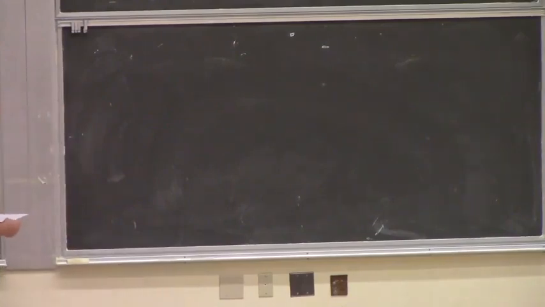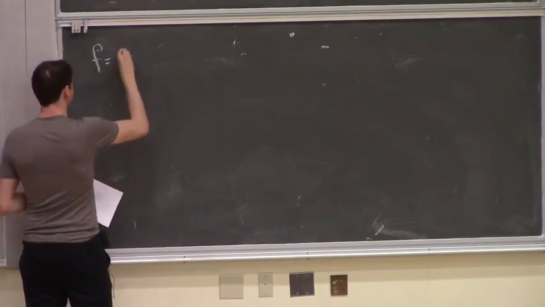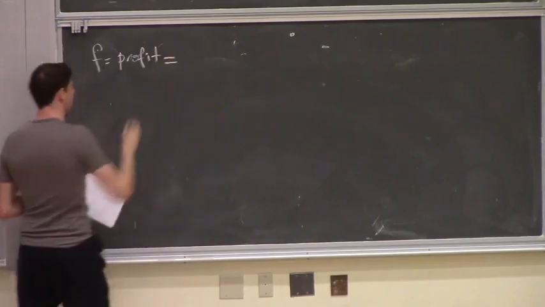So, where do you think the objective function is? What is it about? Profit, right? So that's what I care about maximizing. Okay? So F is going to be the profit. Let's try to write it down.